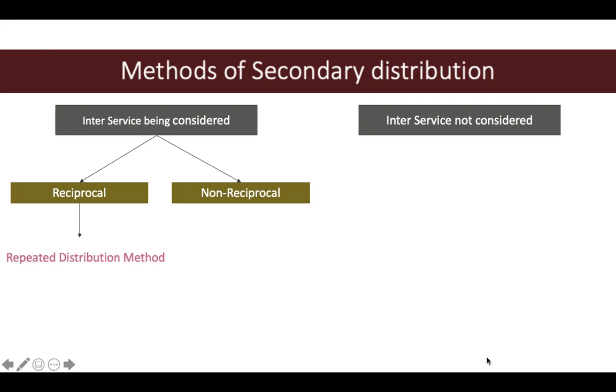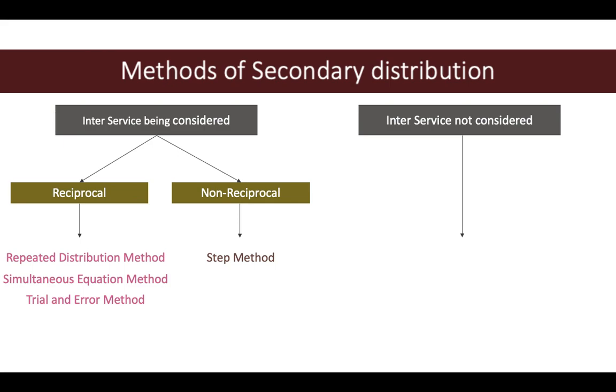In reciprocal method, we have repeated distribution method, simultaneous equation method, and trial and error method. In non-reciprocal method, we have only one, step method. In inter-service not considered, we have direct distribution method. So we have seen direct distribution method, step method, and simultaneous equation method. In today's class, we are going to see repeated distribution method and trial and error method.